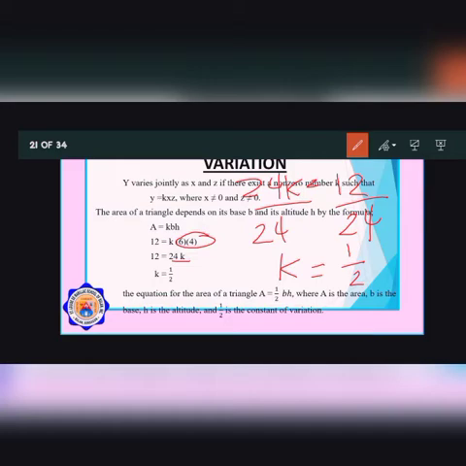The equation for the area of a triangle is a is equal to 1/2 times b times h, where a is the area and b is the base, h is the altitude, and 1/2 is the constant of the variation, since the k is the constant.